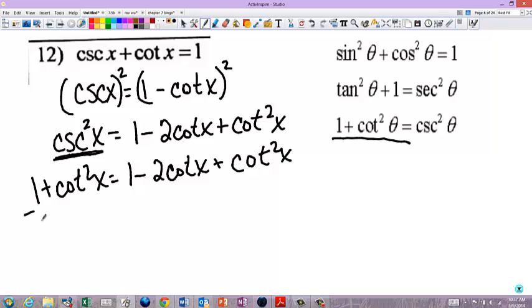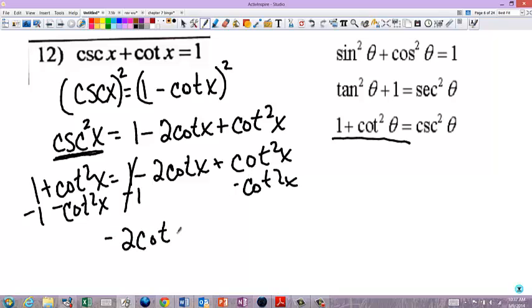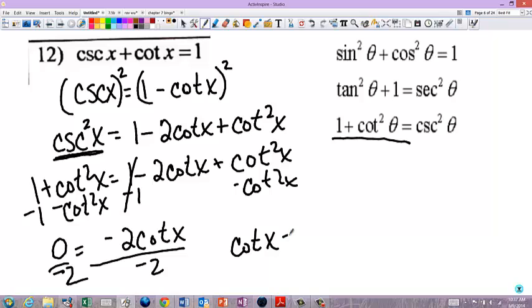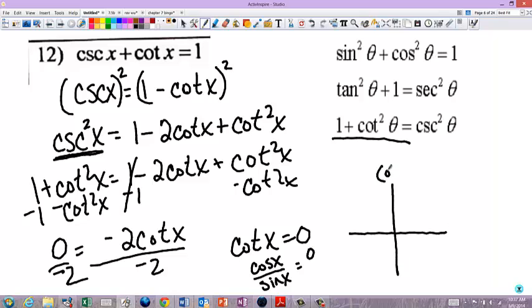Get everything on one side. So I've got negative 2 cotan of x equals 0. If I divide by negative 2, I have cotan of x equals 0. Well, where does cotan equal 0? Cotan equals 0 where cosine equals 0, because remember, cotan is cosine over sine. You would want the top to be 0, because if the bottom is 0, it's going to be undefined. So where's cosine 0? Cosine is 0 at 90 and at 270. But because I squared both sides, typically I have 2 answers.